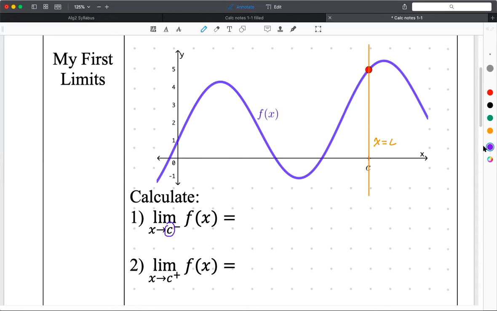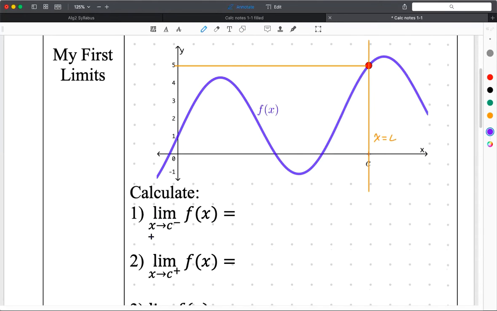So what y coordinate does it look like I'm approaching? I'll give you a hint by drawing a nice straight line. What is the answer to this question? The question is, what is the y coordinate? I can even write that. What is the y coordinate as you approach that value from the left?